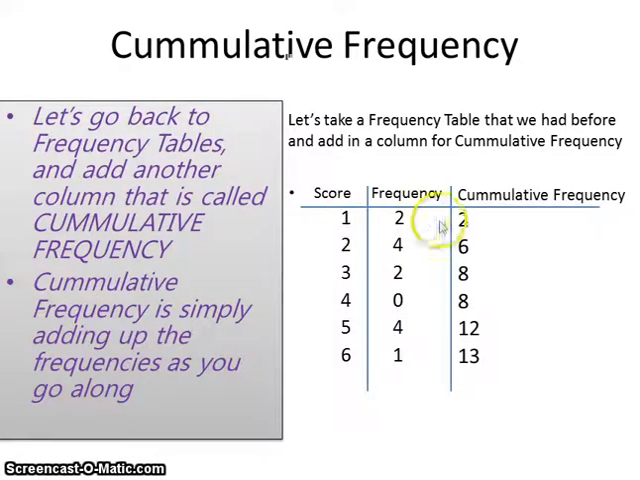So for score 1, the first entry here, we're just going to move the frequency over to the 2 because we have nothing to add that first entry to. But as we go down to the second entry, we're going to take the 2 that we already have and add it to the 4 to get 6. Then add the 2 to it to get 8. Add the 0 to it to get 8. Add 4 to it to get 12, and add 1 to 12 to get 13. That is the conclusion of our notes for 10-2.